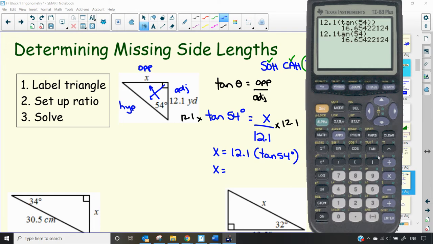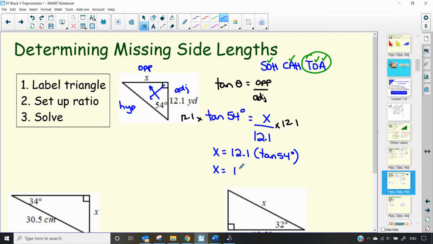If you were to type tan 54 times 12.1, you have to remember to close your brackets. If you don't close your brackets, you're going to have this, tan 54, forget to close your brackets, times 12.1. And then we get the wrong answer. Now, I was one of those students who often forgot to close my brackets. So for me, what you'll often see me do is I always put the number first. Because if I put 12.1 times tan 54 and I forget to close my bracket, it's no harm, no foul. I've already got my answer. So this will be 16.7, and my units are yards.